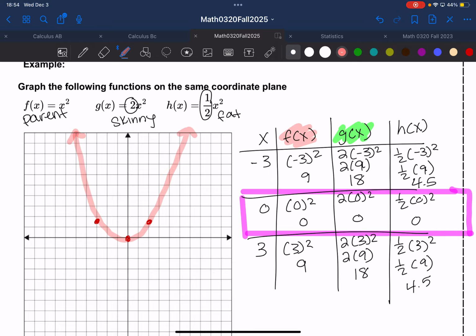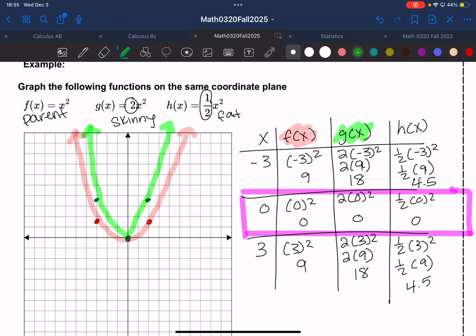Okay, g of x is -3, 18. So 5, 10, 15, 20. So right here. Still 0, 0. And then right here. So it's going to be skinnier than our parent function. And of course, much prettier than what I did, right? Wait, what would that mean? Oh, never mind. Because we're talking about 2. 2 is skinnier.